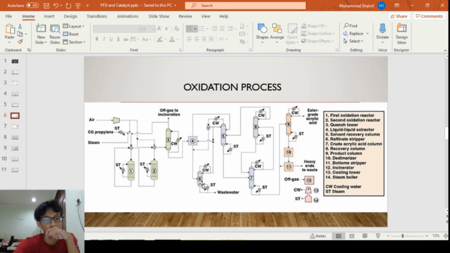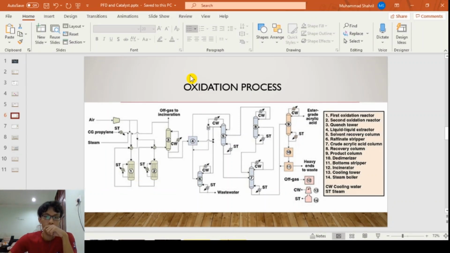The next step is the bottom stream from the solvent recovery column. The bottom stream is then fed to the crude acrylic acid column here, where a concentrated acrylic acid stream is obtained as the bottom product, whereas the column overhead stream, mainly comprised of acetic acid and light impurities, is sent to a recovery column, number 8.